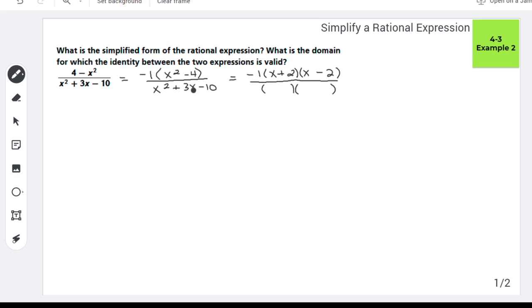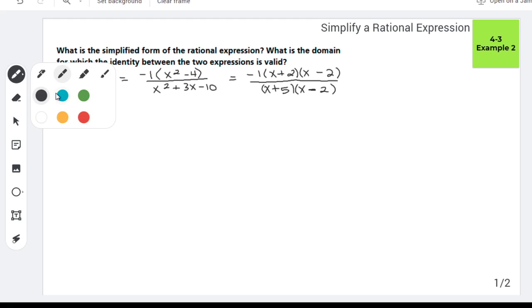Now down here, I'm going to start my parentheses with an x each because I have the x squared. I'm going to drop down my plus. And then to get a -10 here, I have to have opposite signs. So this one's going to be a minus. And then I ask myself, what multiplies to make 10 that subtracts to make 3? That's 5 and 2. So at this point, I have found the equivalent expression. So now I need to define my domain.